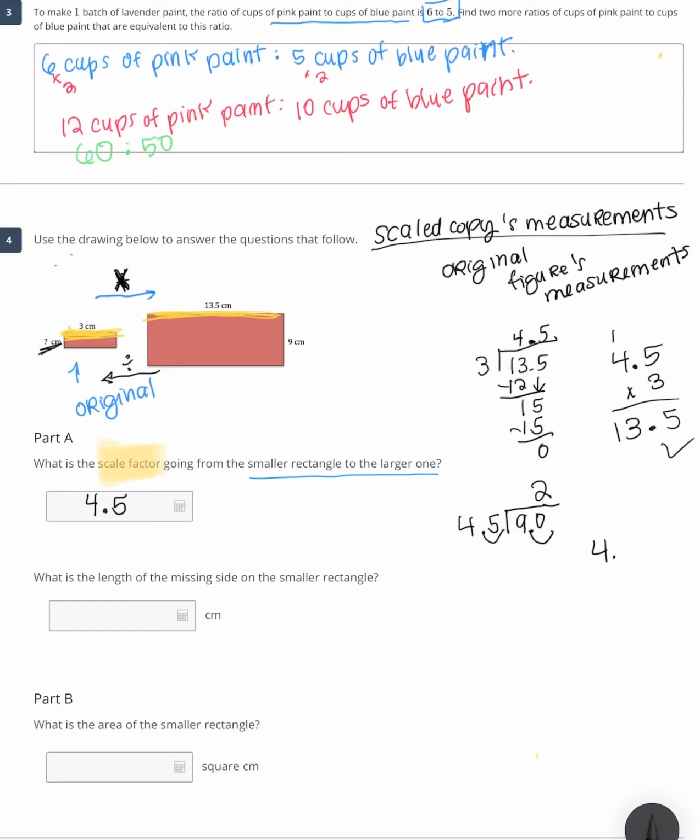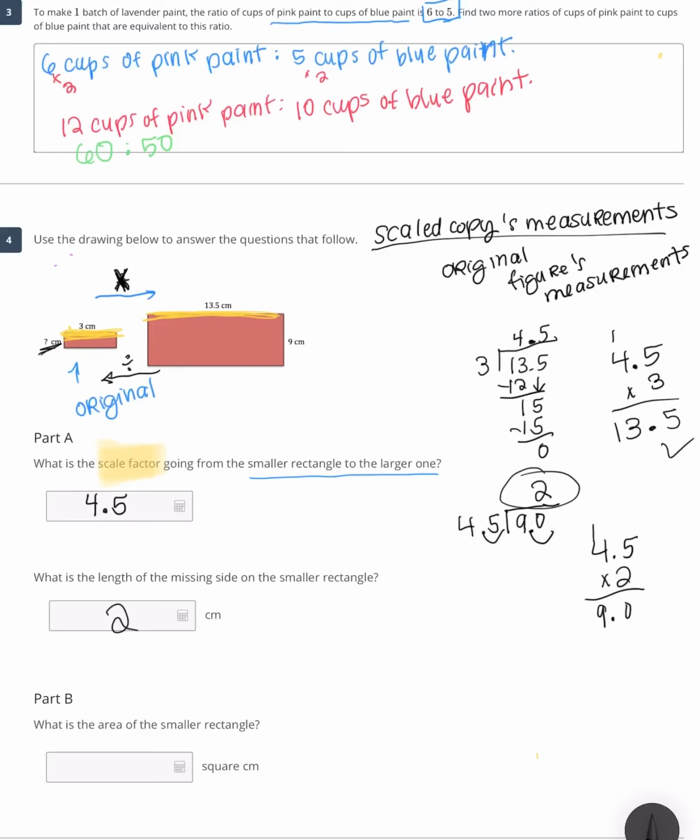To check my answer, I can multiply my scale factor times 2 and see if it gives me 9. 4 times 2 is 8. 8 plus 1 is 9. And yes, it does give me 9. So my actual answer is 2. Okay? 2 centimeters.